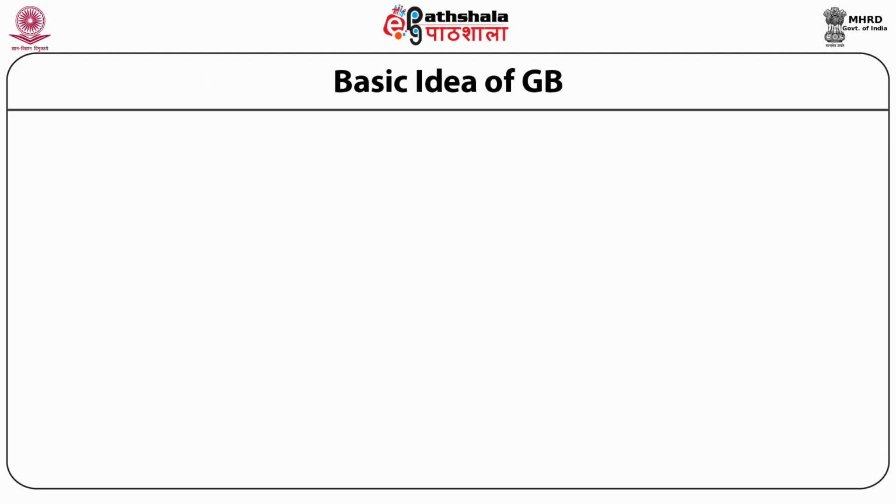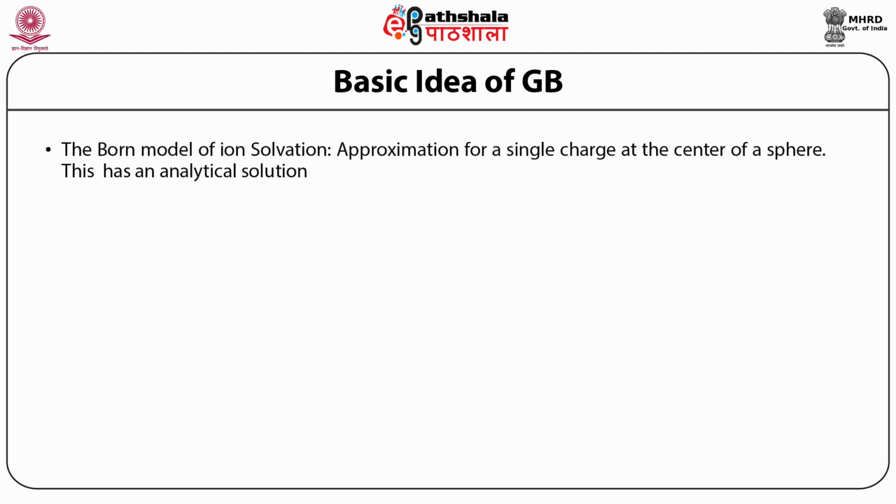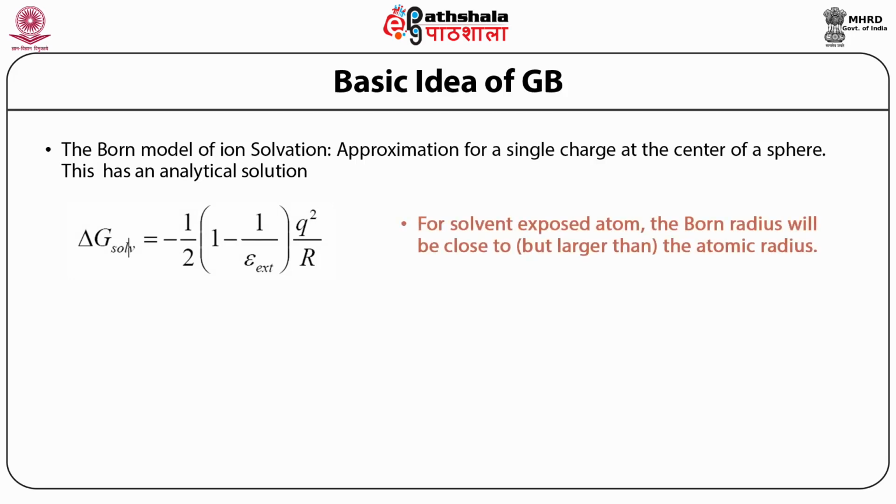Now I will explain how we derived the previous equation. Born model of ion solvation, approximation for a single charge. I have shown you earlier the spherical charge in the center. So what is the solvation calculation? It is minus half times one minus one by the external dielectric, times Q square by R. So for solvent exposed atoms, you calculate the Born radius, and it will be a little larger than the atomic radius, but that's fine.